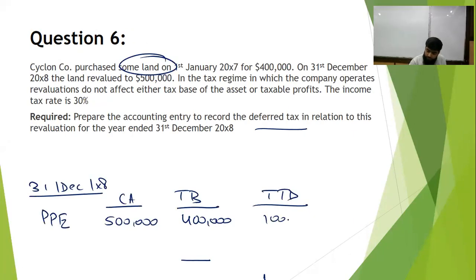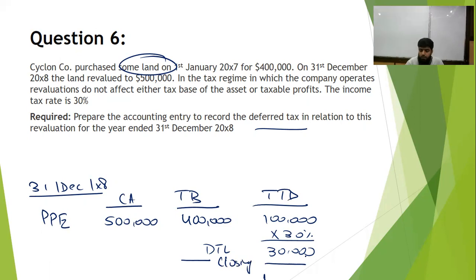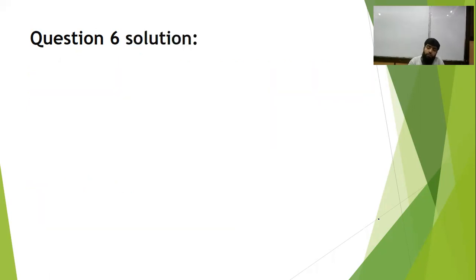This is $100,000. That is the taxable temporary difference, $100,000. Again, we'll apply the percentage on this taxable temporary difference, that is 30%, and we will receive an amount of $30,000. But again, that is a deferred tax liability closing balance. I repeat, it's a closing balance. We need to recognize this as one for the current year.